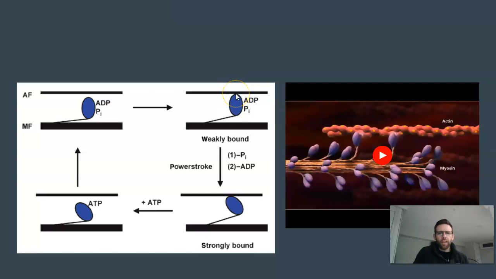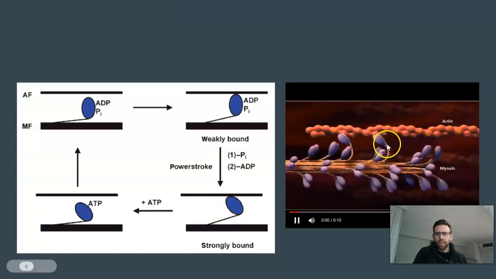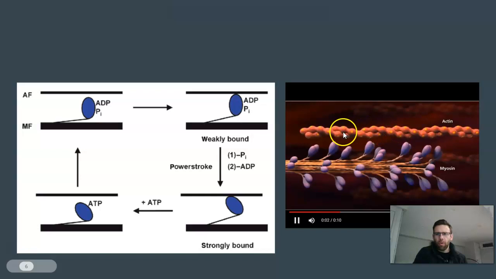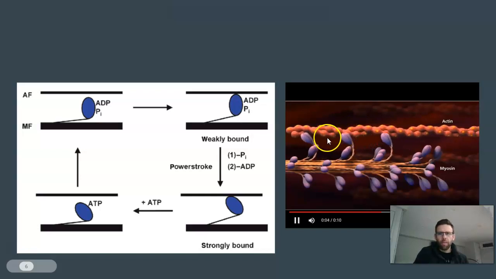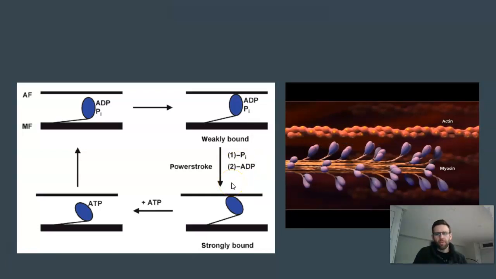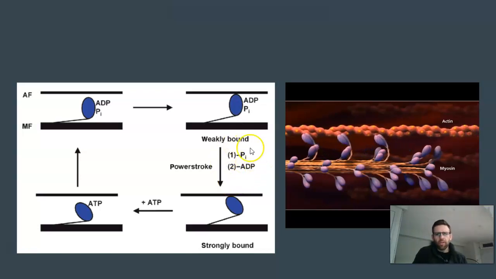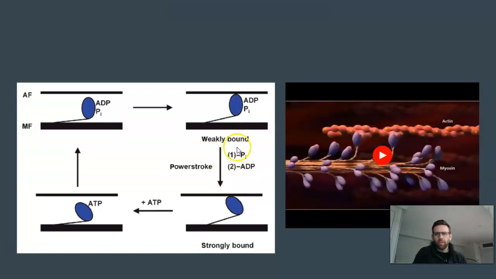When it grabs on to actin, it does a motion called a power stroke. A power stroke is basically that little motion we see in this video where myosin grabs actin and pulls it in one direction. That's what we call the power stroke. During the power stroke, it releases two small molecules called phosphate and ADP, and it's still strongly bound to actin. Eventually, it lets go of actin because an ATP molecule comes in and makes myosin separate from actin.